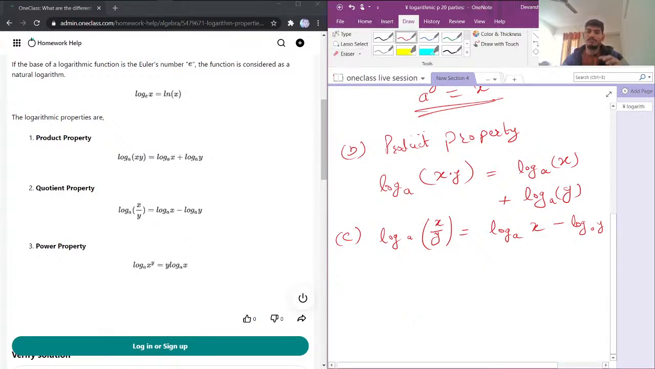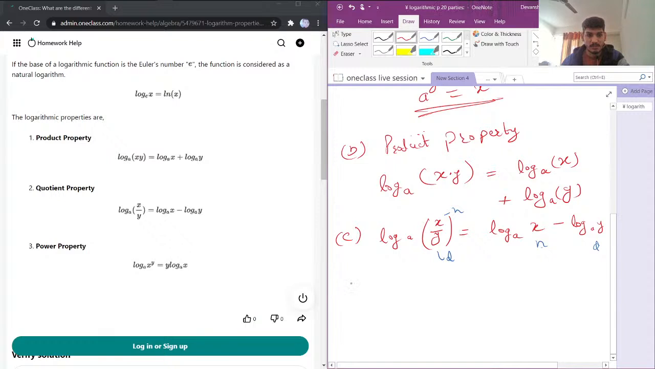Whenever we have two numbers inside the log, and those two numbers are divided by each other, then we can use this quotient property. This is my numerator and this is my denominator. So it is log of the numerator with base a minus log of the denominator with base a.